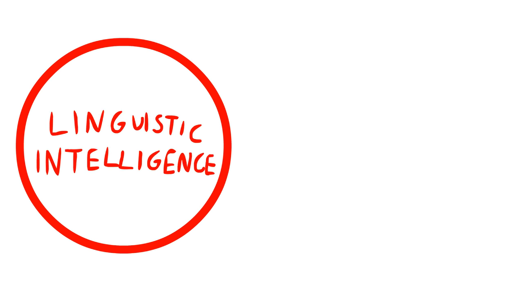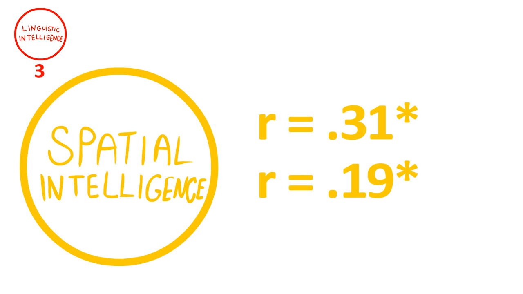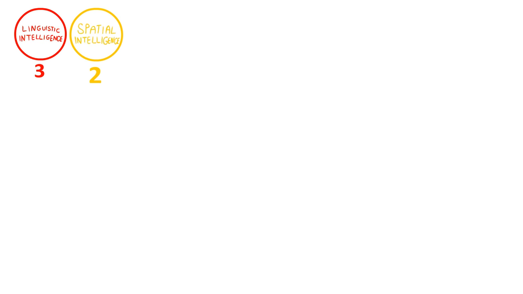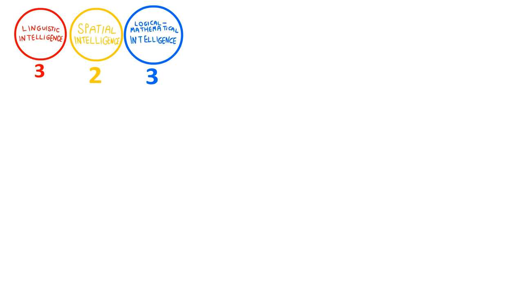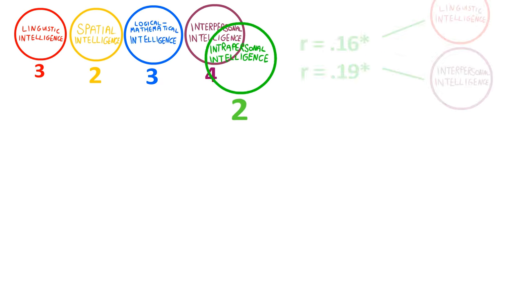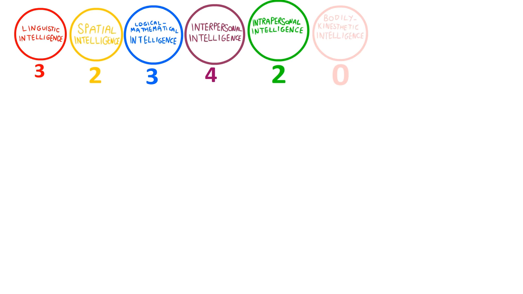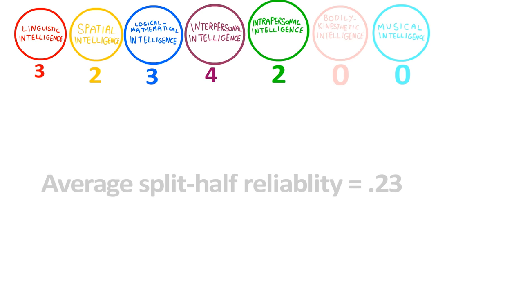Here we go. Linguistic intelligence was significantly correlated with three other intelligences. Spatial intelligence was significantly correlated with two other intelligences. Logical mathematical intelligence was significantly correlated with three other intelligences. Interpersonal intelligence was significantly correlated with four other intelligences. Intrapersonal intelligence with two. Bodily kinesthetic intelligence with zero. And musical intelligence was also not significantly correlated with any of the others, but again, the results for the tests of musical intelligence shouldn't really be trusted due to their unreliability.